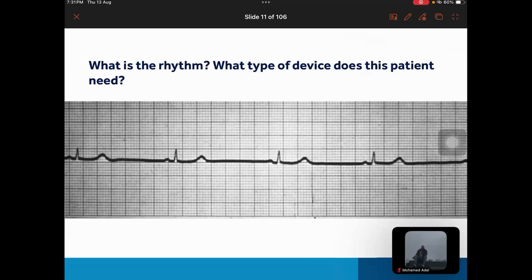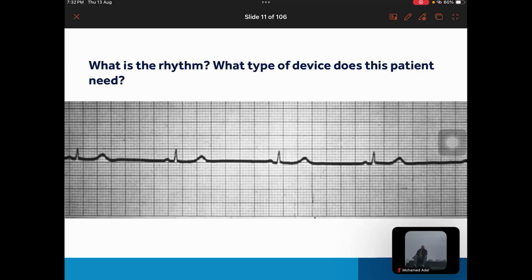What type of device does this patient need? DDR? VVR? DDR. For example, this patient has sick sinus disease. If chronotropically competent, no need for rate response, I think. We can use DDD, and also we can use an AAI single chamber pacemaker.